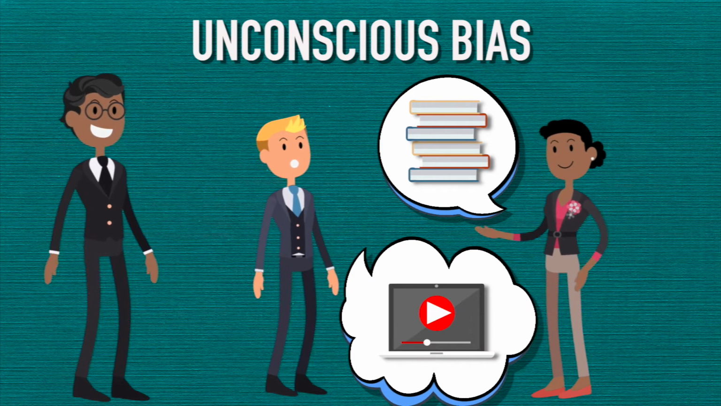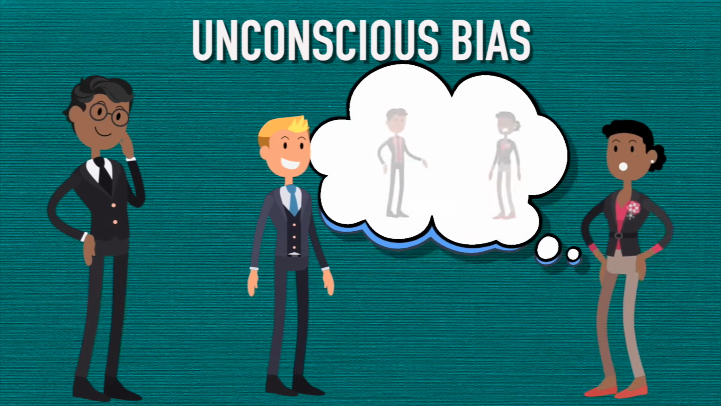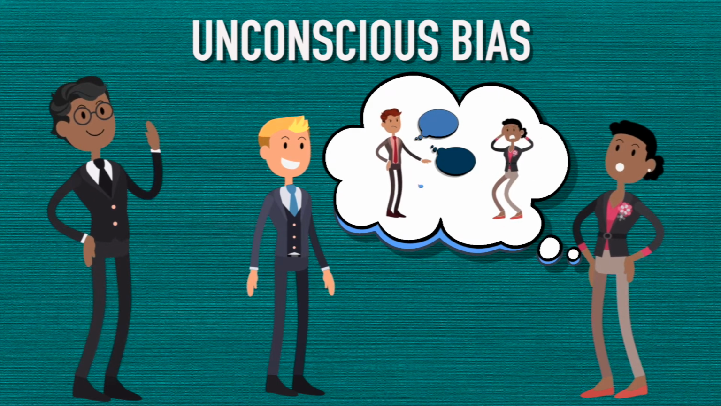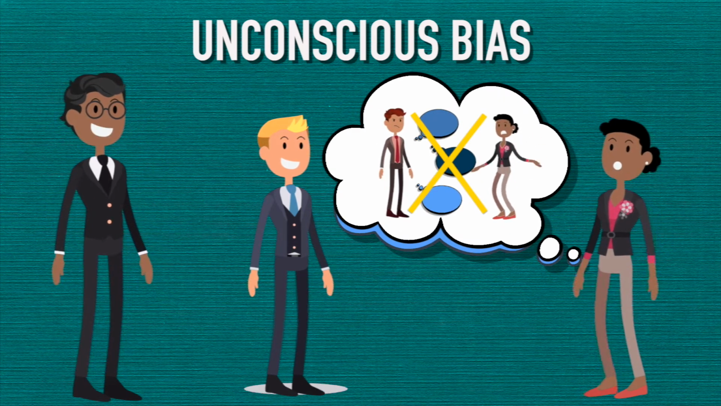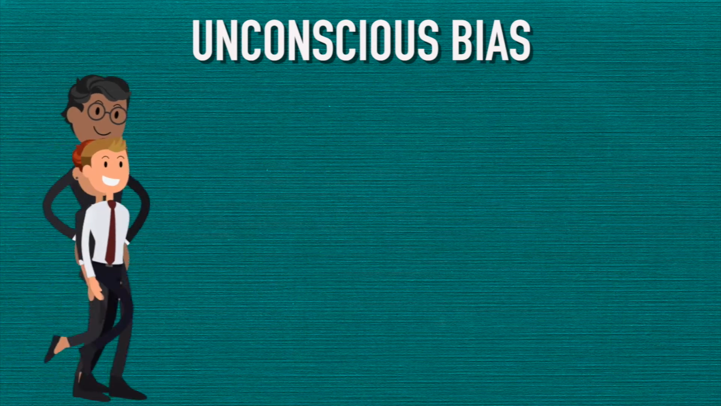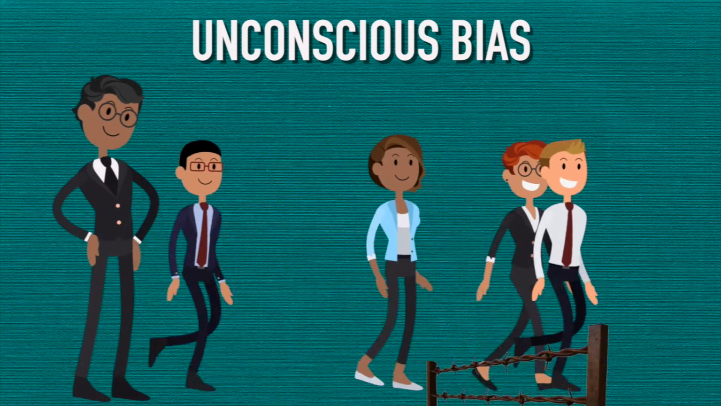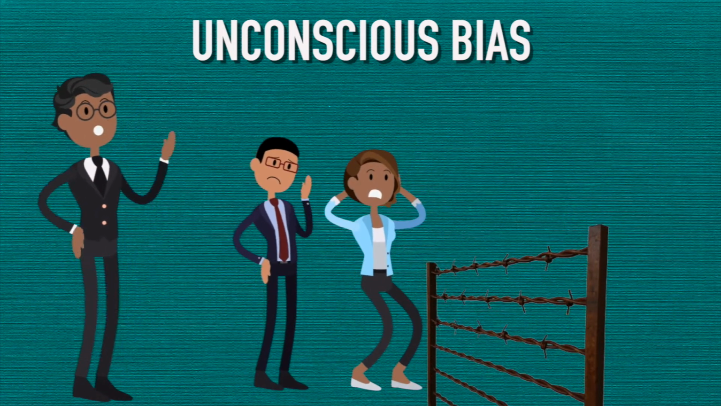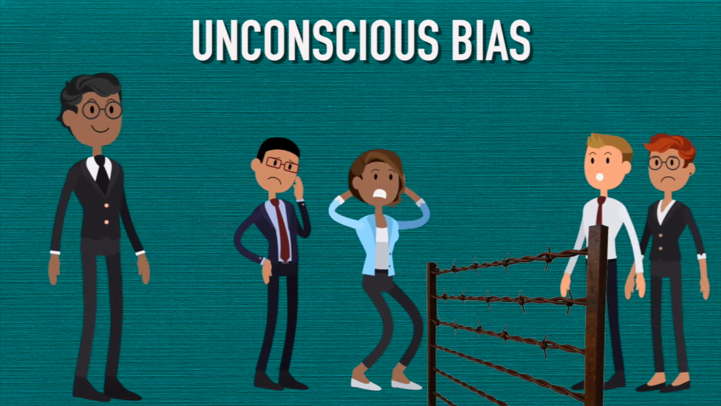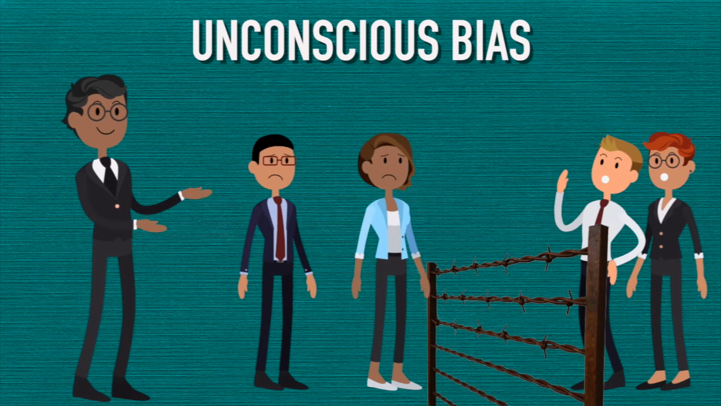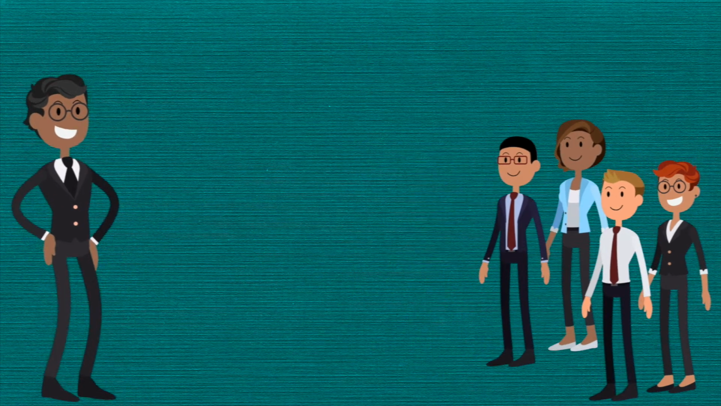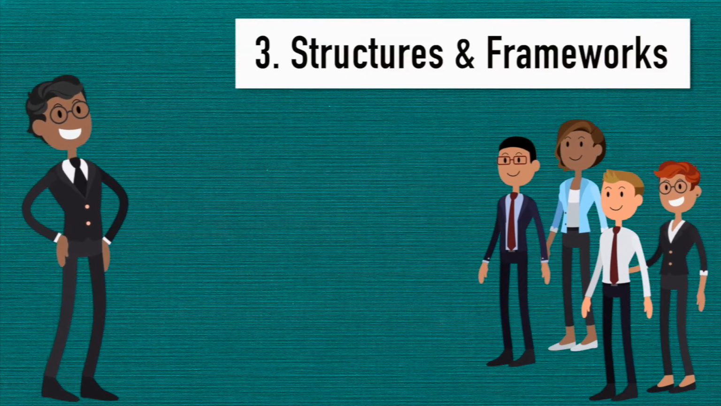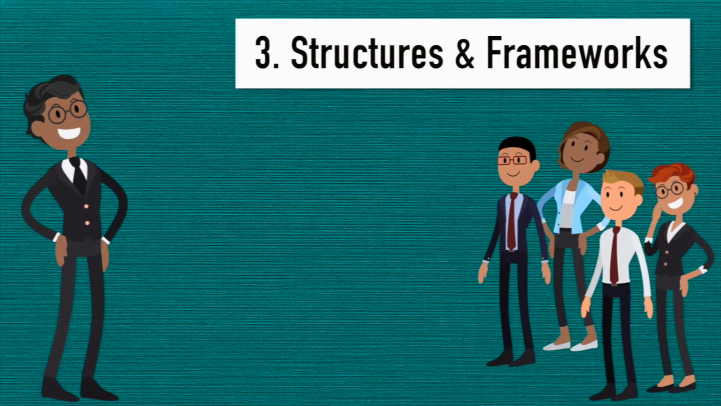You can also invite team members to share with one another about a time in their lives when others made incorrect assumptions about them. Having students become aware that many people face obstacles that others don't even notice is an invaluable step in helping students improve their understanding of power imbalances. Lastly, strategy number 3, offering structures and frameworks to better understand power.